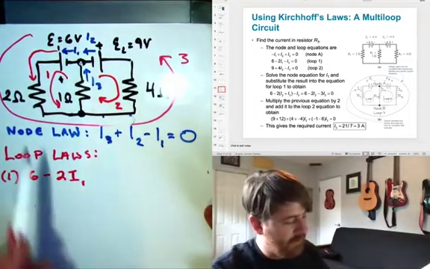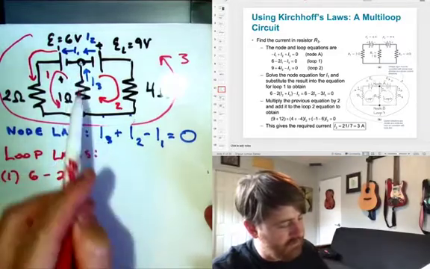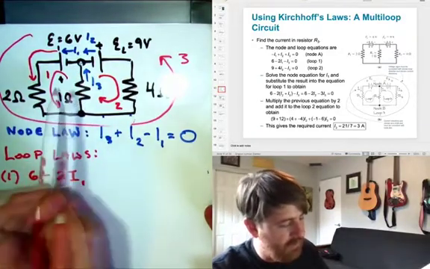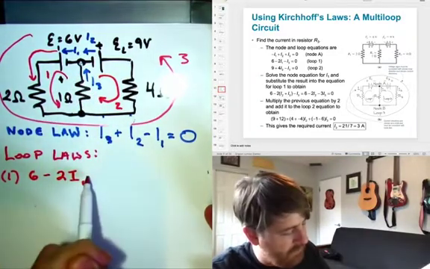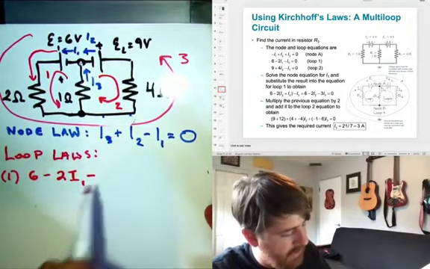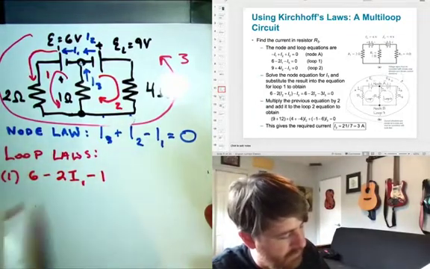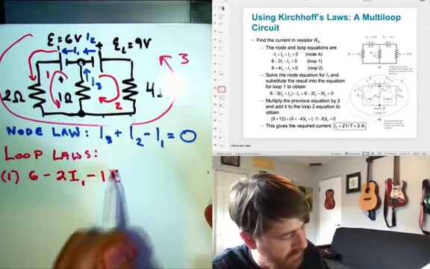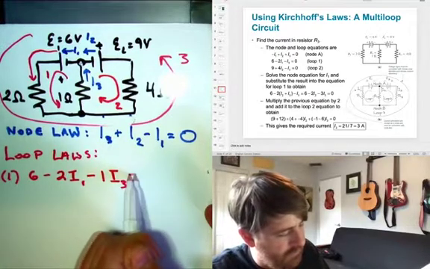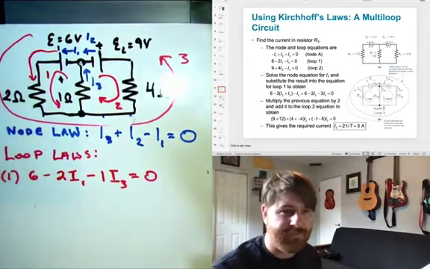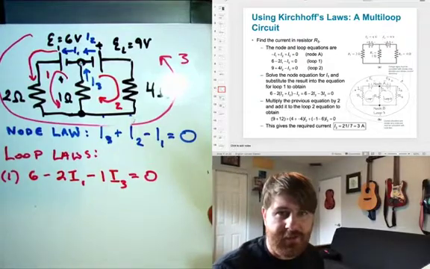All right, now my loop takes me up this way across this 1 ohm resistor. And the way I've defined I3, this is also a drop in potential. So minus 1 ohm times I3. And then back to where I started. So this one equals 0. Now I can look at loop 2.